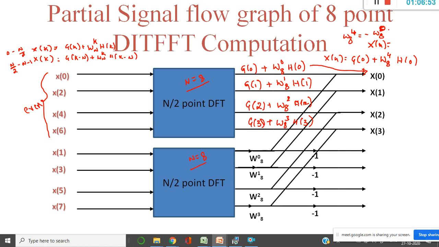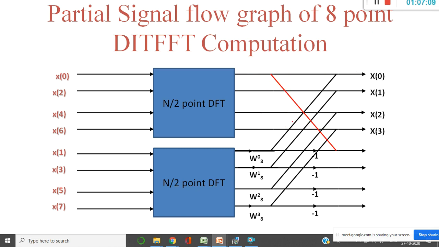Now what we do is we simply put minus 1 here instead of this. So that is g of 0, look at this, I just eliminate this, g of 0 is getting multiplied with minus W_8 to the power of 0, that's it, so that I am going to get X of 4. Okay, X of 5, how do you write X of 5 here?